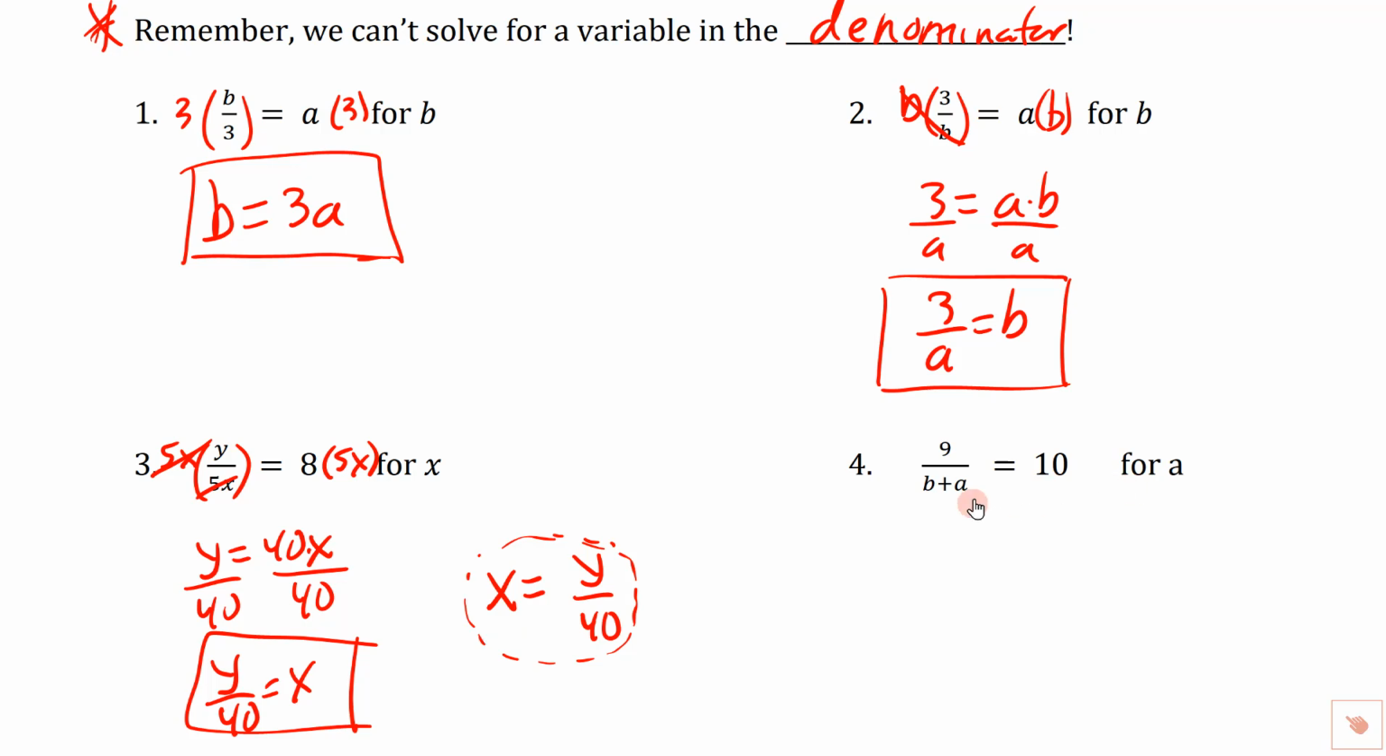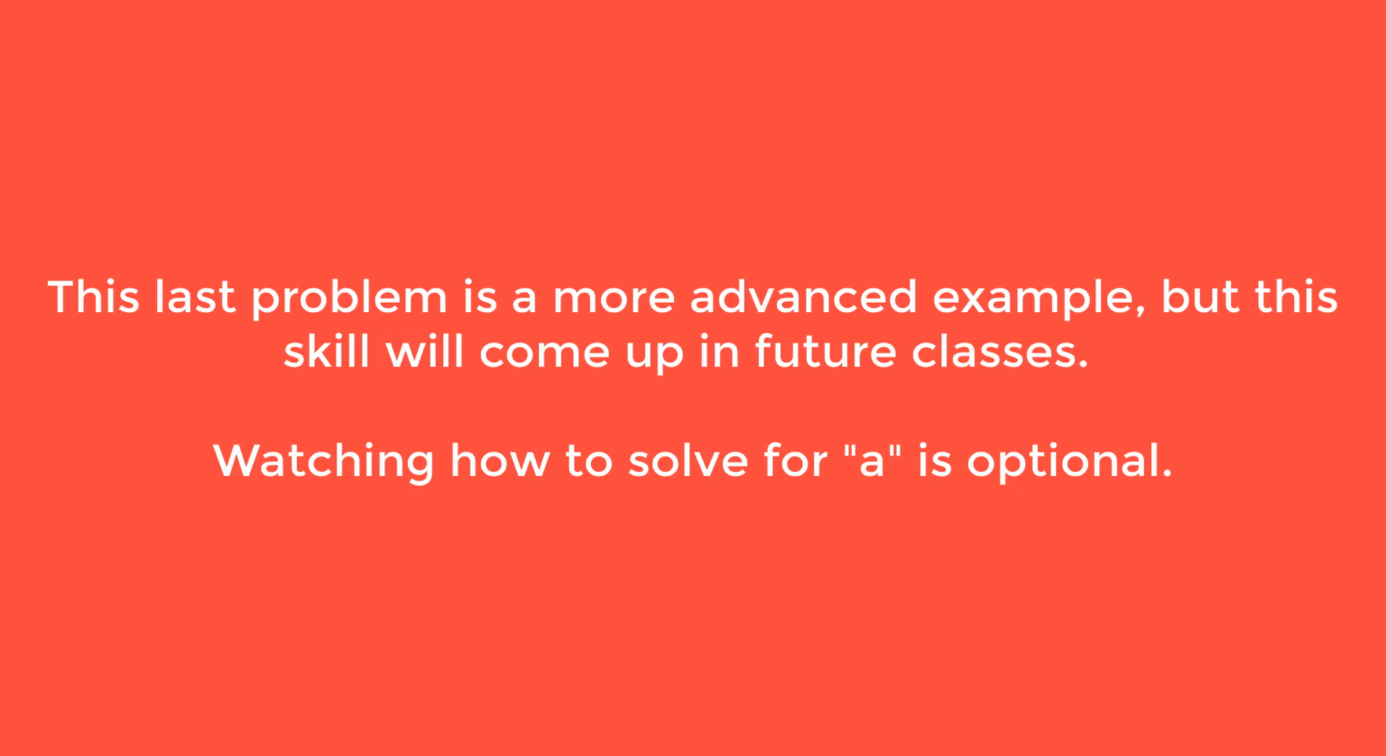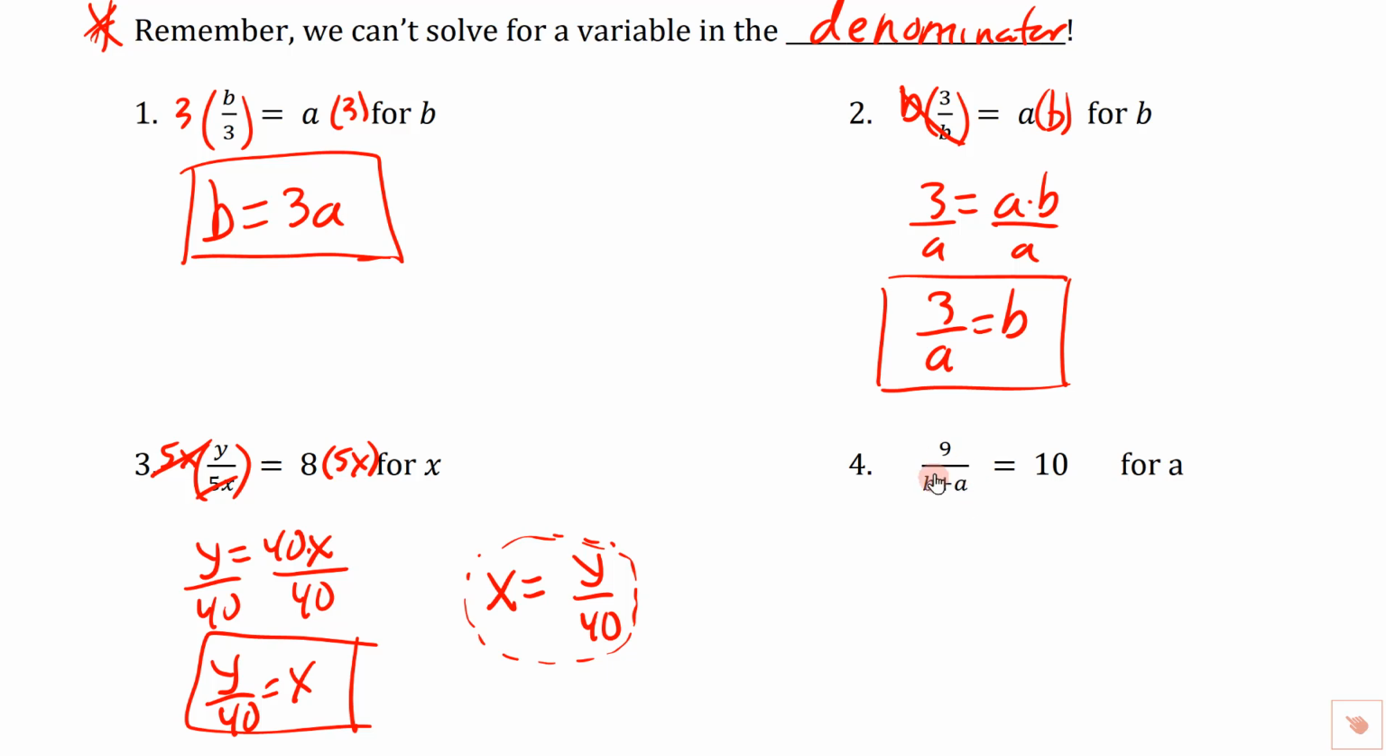So let's take a look at this one. This one's a little bit more challenging. This entire denominator, remember, when you've got a long horizontal bar, that is a grouping symbol. So these two are stuck together for right now. If I want to get the a up in the numerator where I can work with it, it's down in the denominator right now, I need to bring that up there somehow. So I'm going to multiply by b plus a on this side and multiply by b plus a on this side. Those are going to cancel, so I get 9 equals.